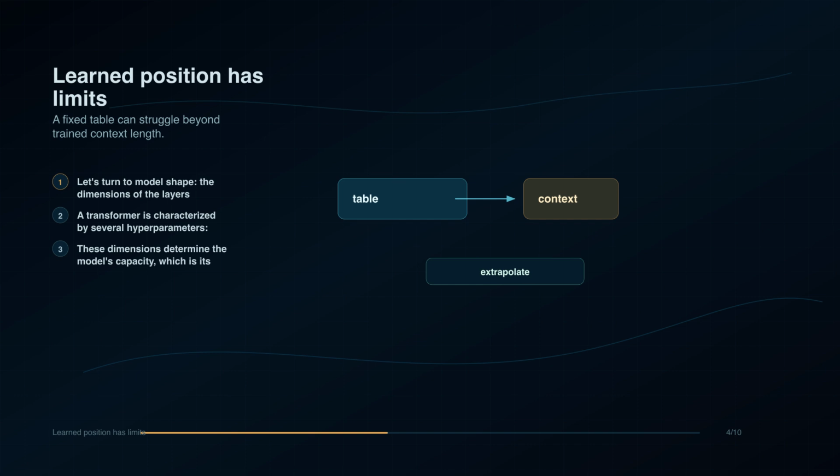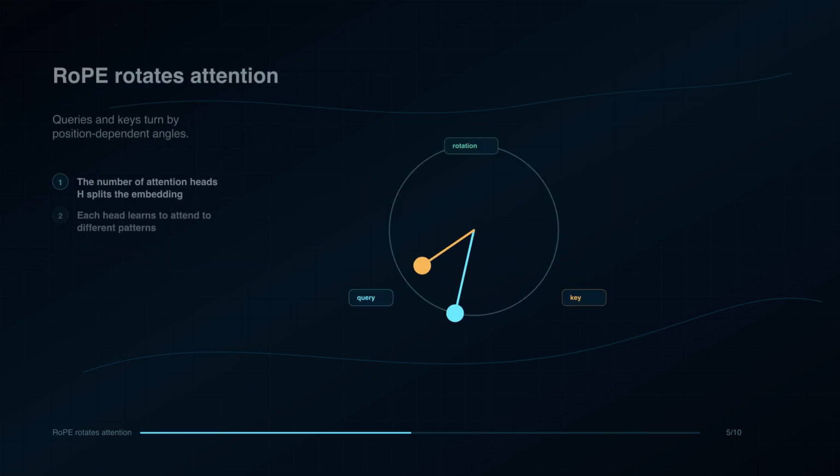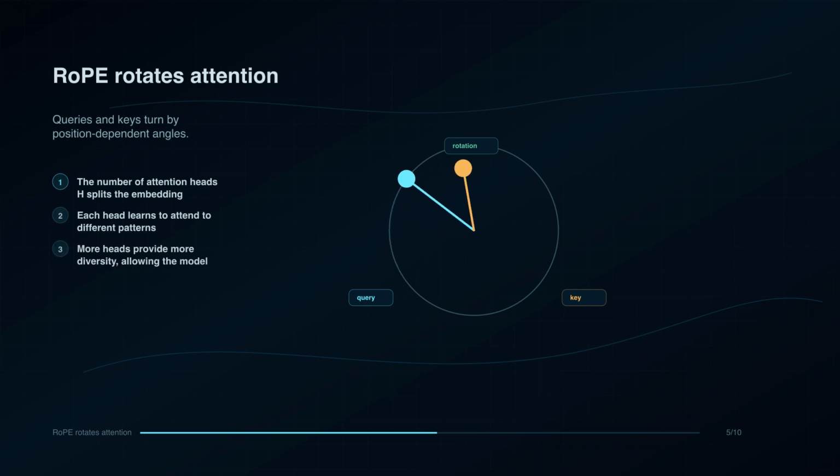The number of layers L determines the depth of processing. More layers allow more transformations of the representation, enabling the model to learn more complex functions. Each layer can refine the representation, adding nuance and abstraction. A 12-layer model might learn surface-level patterns, while a 48-layer model can learn deeply hierarchical structure. But more layers also mean more memory for activations and longer training times. There's also a point of diminishing returns. Beyond a certain depth, additional layers provide less benefit unless the width also increases.